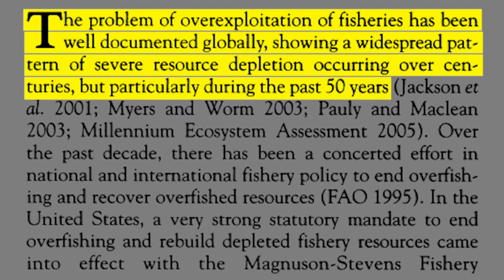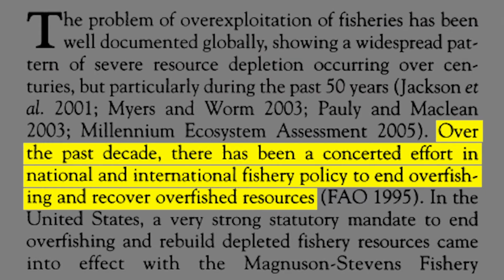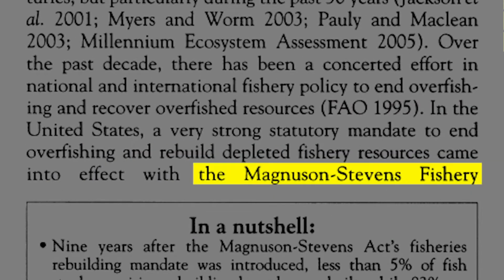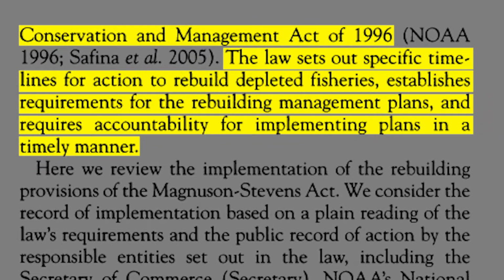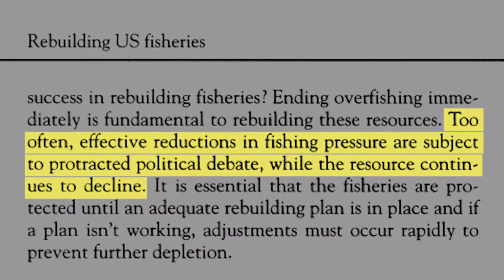The problem of overexploitation of fisheries has been well documented globally, showing a widespread pattern of severe resource depletion occurring over centuries, but particularly during the past 50 years. Over the past decade, there's been a collaborative effort in national and international fishery policy to end overfishing and recover overfished populations. The Magnuson-Stevens Fishery Conservation and Management Act of 1996 sets out specific timelines for action to rebuild depleted fisheries, establish requirements for these plans, and requires accountability for implementing them in a timely manner. Too often, effective reductions in fishing pressure are subjected to extensive political debate while the resource continues to decline.